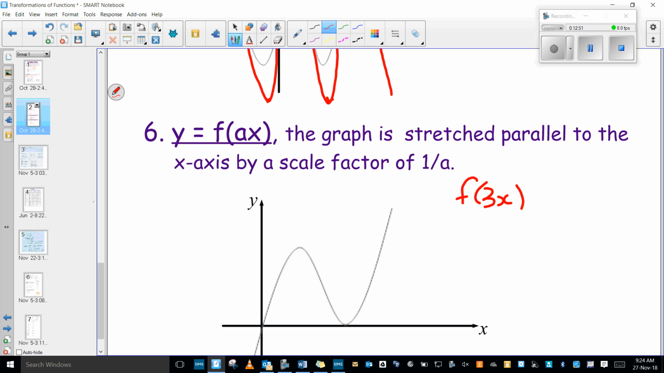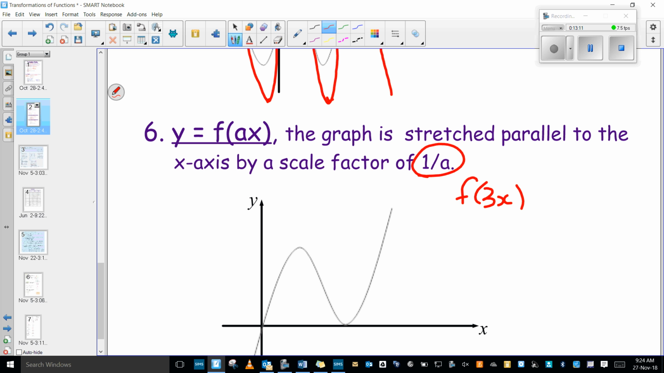Okay? Because it's a scale factor of 1 over a. Okay, so it doesn't get stretched by 3, it gets squished by a third. Okay? Because what's happening is that it's happening 3 times faster than it would have done normally.